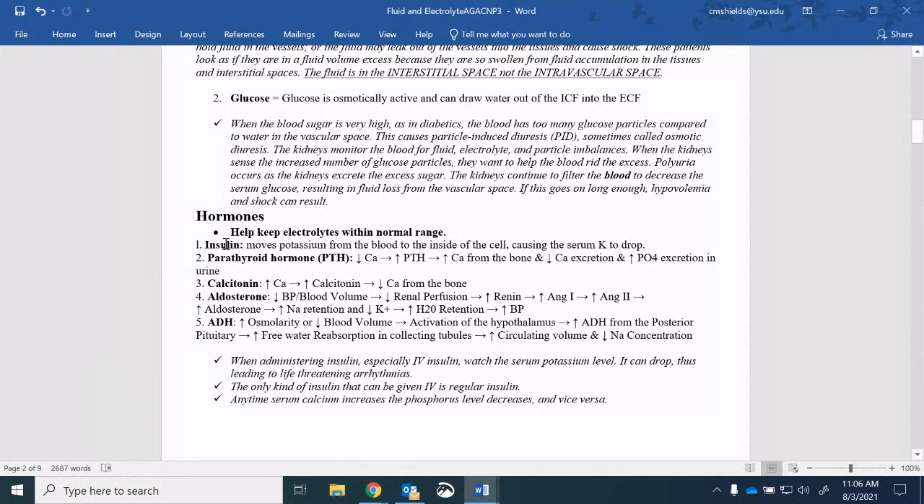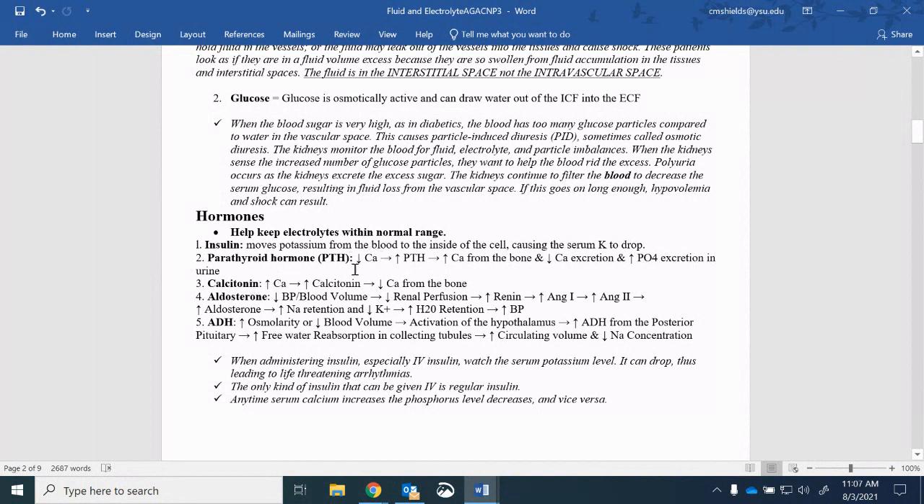That's why that's one of the treatments for somebody who has hyperkalemia. We give them some insulin, some dextrose. It pulls that dextrose and pulls the potassium with it inside the cell. Parathyroid hormone versus calcitonin, just to review for that.